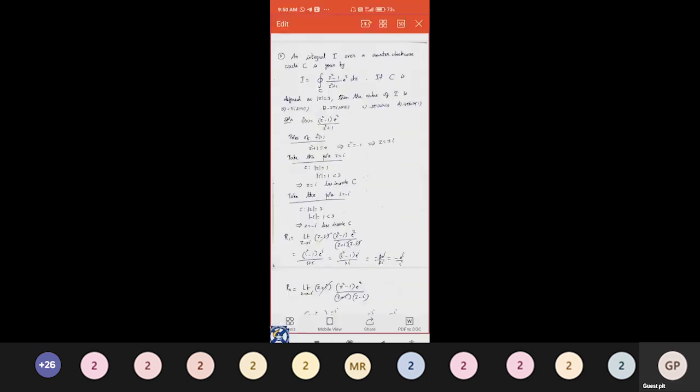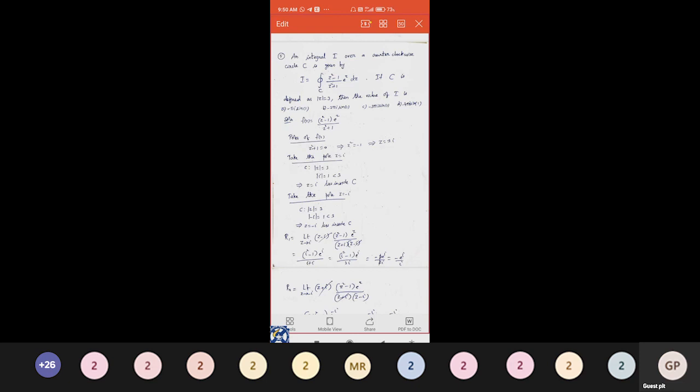Let us solve the fifth problem. An integral capital I over a counterclockwise circle capital C is given by I equals integration over C of z square minus 1 by z square plus 1, into e power z dz. If capital C is defined as modulus of z equals 3, then what is the value of I?